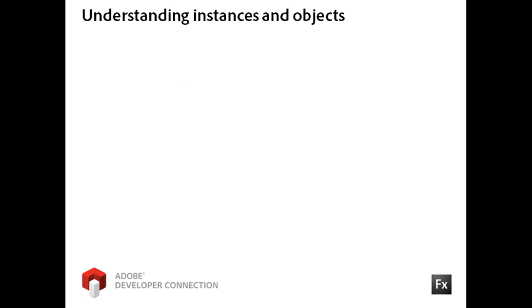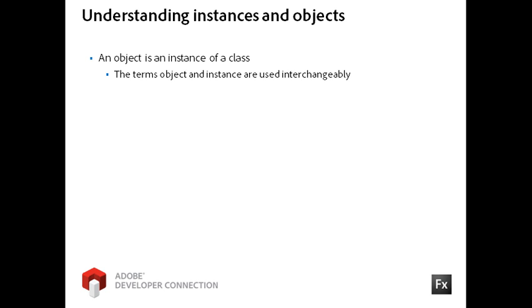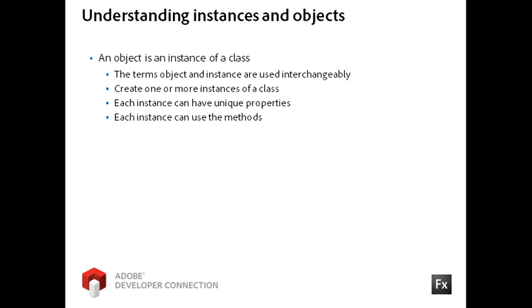Every ball that is created is called an instance of the Ball class. You may hear the term object used interchangeably with the term instance. You can create one or more instances of a class, and each instance can have unique property values and can behave in ways defined in the methods.